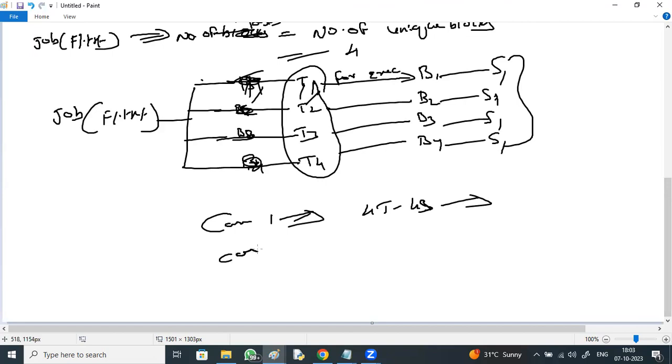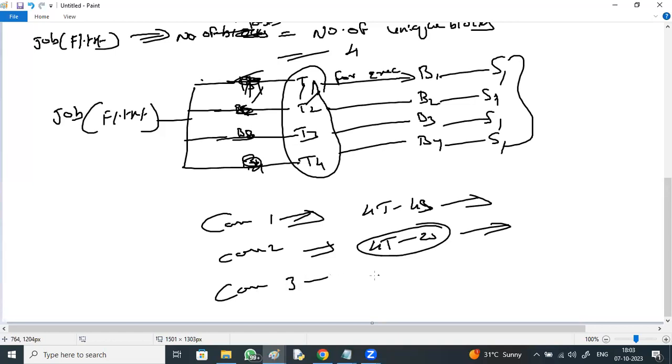In case 2, four tasks, two slaves, two tasks will be in the waiting state. Case 3, four tasks, one slave, means 3 tasks will be in the waiting state. Only 1 task will be executed.